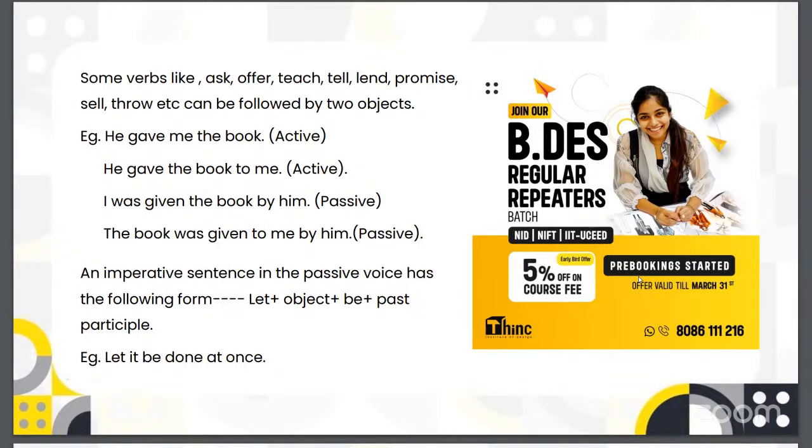Let plus object plus be plus past participle. You have to start the sentence with let. Then it becomes the object. In the example I have given you, let it. Then be plus past participle, for do is done. Let it be done at once. The active voice sentence of this passive voice construction will be, do it at once. Sometimes the teachers might give you commands, do it at once. So when you change it, let it be done at once. That will be the passive voice construction of do it at once.